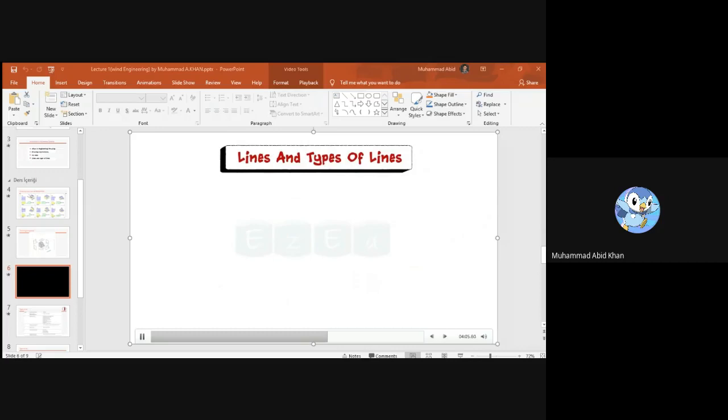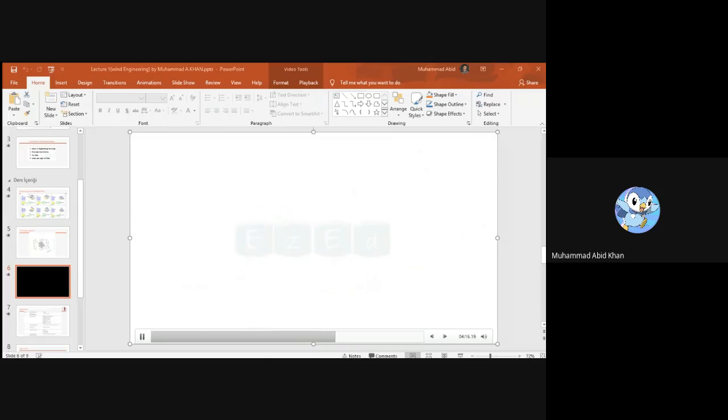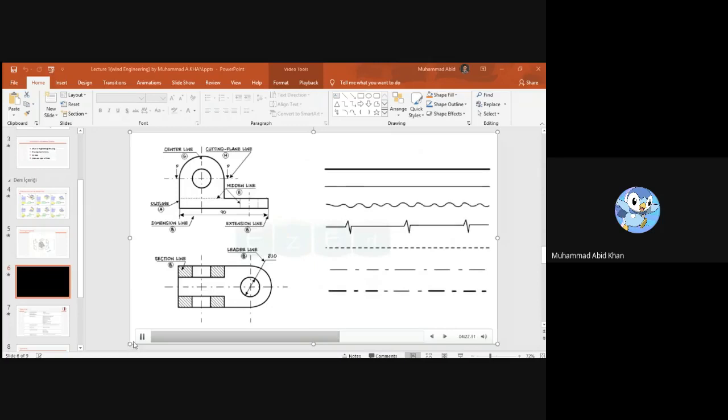Next we will see lines and types of lines. Just as in any textbook, we are taught to use the correct words for making correct sentences. Similarly, in engineering drawing, the details of various objects are drawn by different types of lines. Various types of lines are used in engineering drawing.